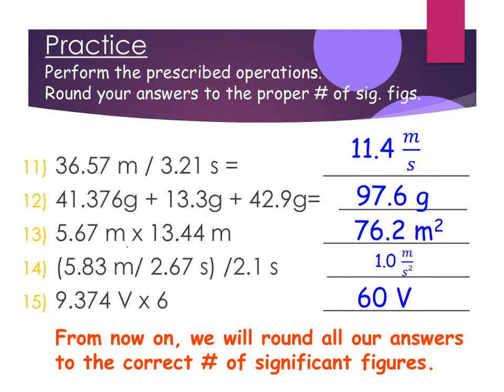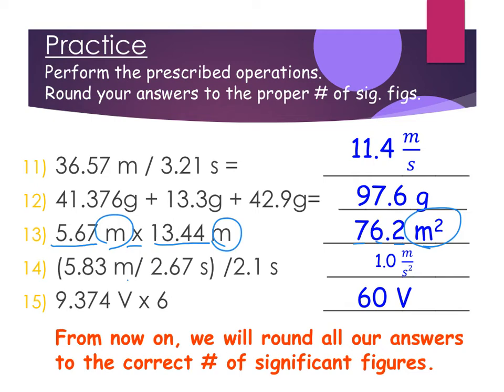In number 13, we're multiplying, which means we're looking at the least number of significant figures. We have 3 sig figs first, followed by 4 sig figs. So the least number would be 3. So we're going to round our final answer to 3 significant figures, 76.2. When you multiply units, you square them, which is how you end up with cubic centimeters for volume. So the units for this one would be meters squared.